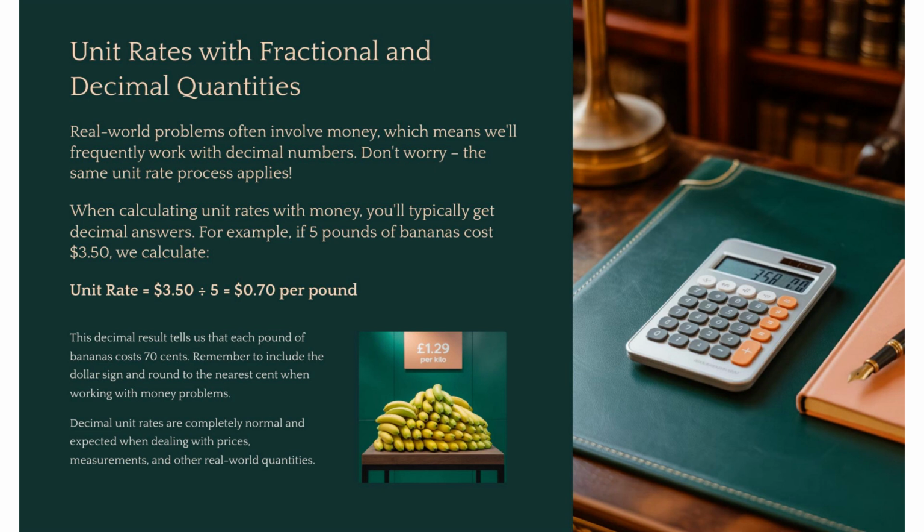In the real world, especially with money, unit rates often result in decimal answers, and that's perfectly normal. Look at the banana example. If 5 pounds cost $3.50, we set up the rate $3.50 by 5. Dividing 350 by 5 gives you a decimal, 70 cents. This just means the unit price is 70 cents per pound. You should be completely comfortable expressing unit rates using money decimals.